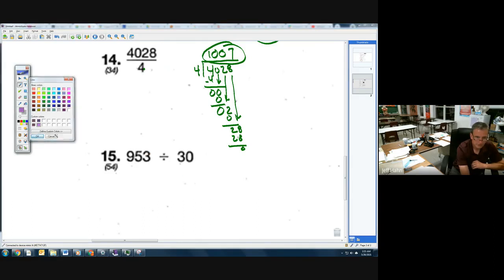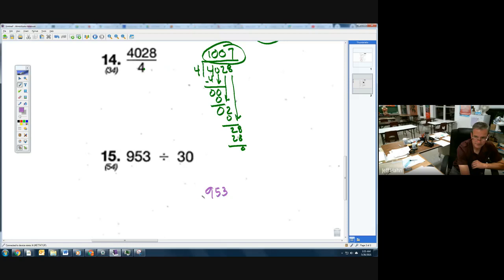Another division problem. 953 divided by 30. 30 does not go into 9, so you shouldn't have a number above the 9, but it does go into 95. And the best way to figure out about how many times is to look at their first digits. How many times will 3 go into 9? Probably 3. 30 times 3 is 90. So that's my number here.